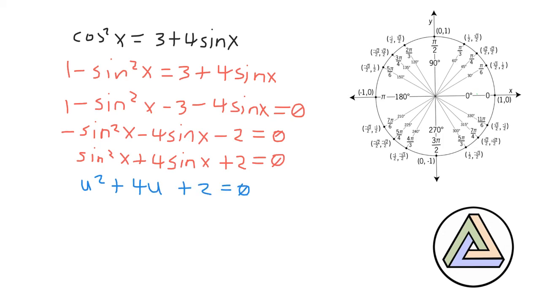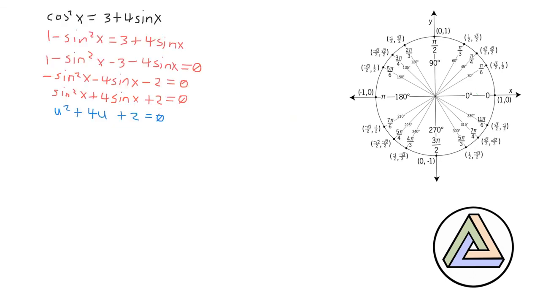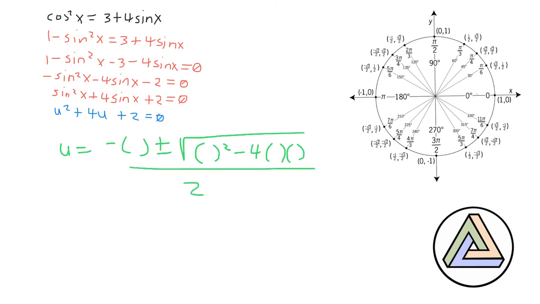Are there any factors of positive 2 that would give us a positive 4 when combined? And the answer is no. So therefore we would need to use the quadratic formula, and I'm just going to get right to it. Negative b plus minus the radical of b squared minus 4ac, all over 2 times a. What goes in here? Well, that would be 4. A is 1, and C is a positive 2.